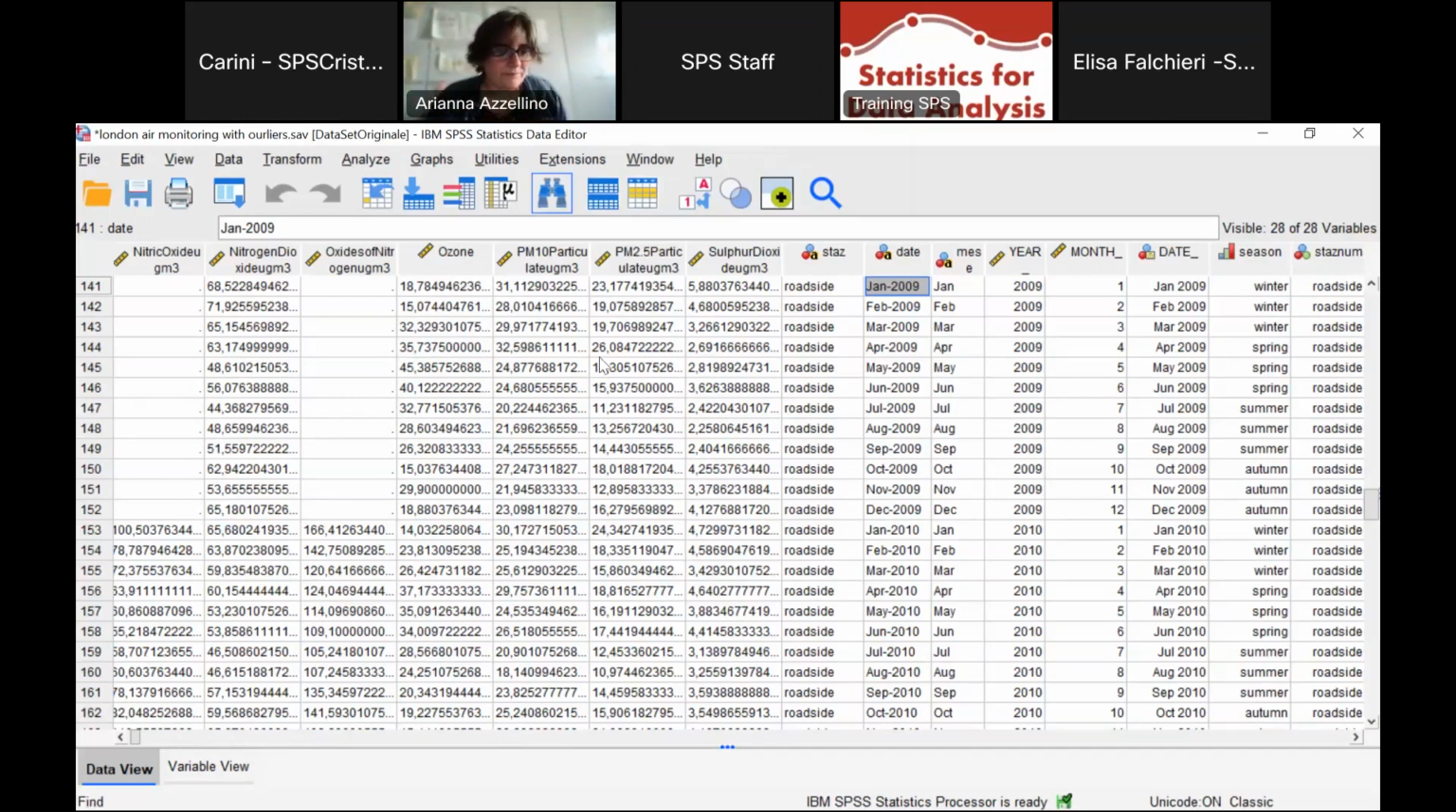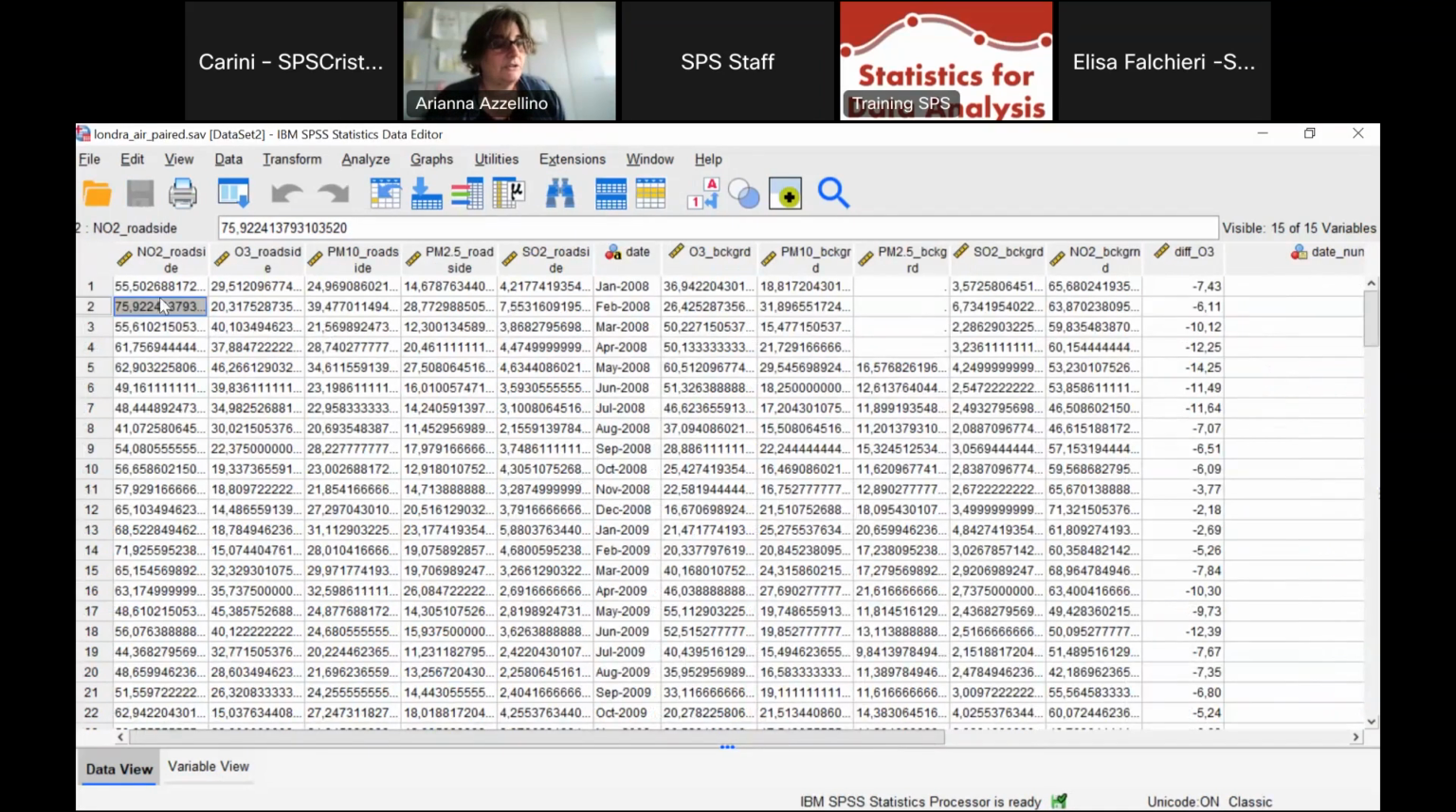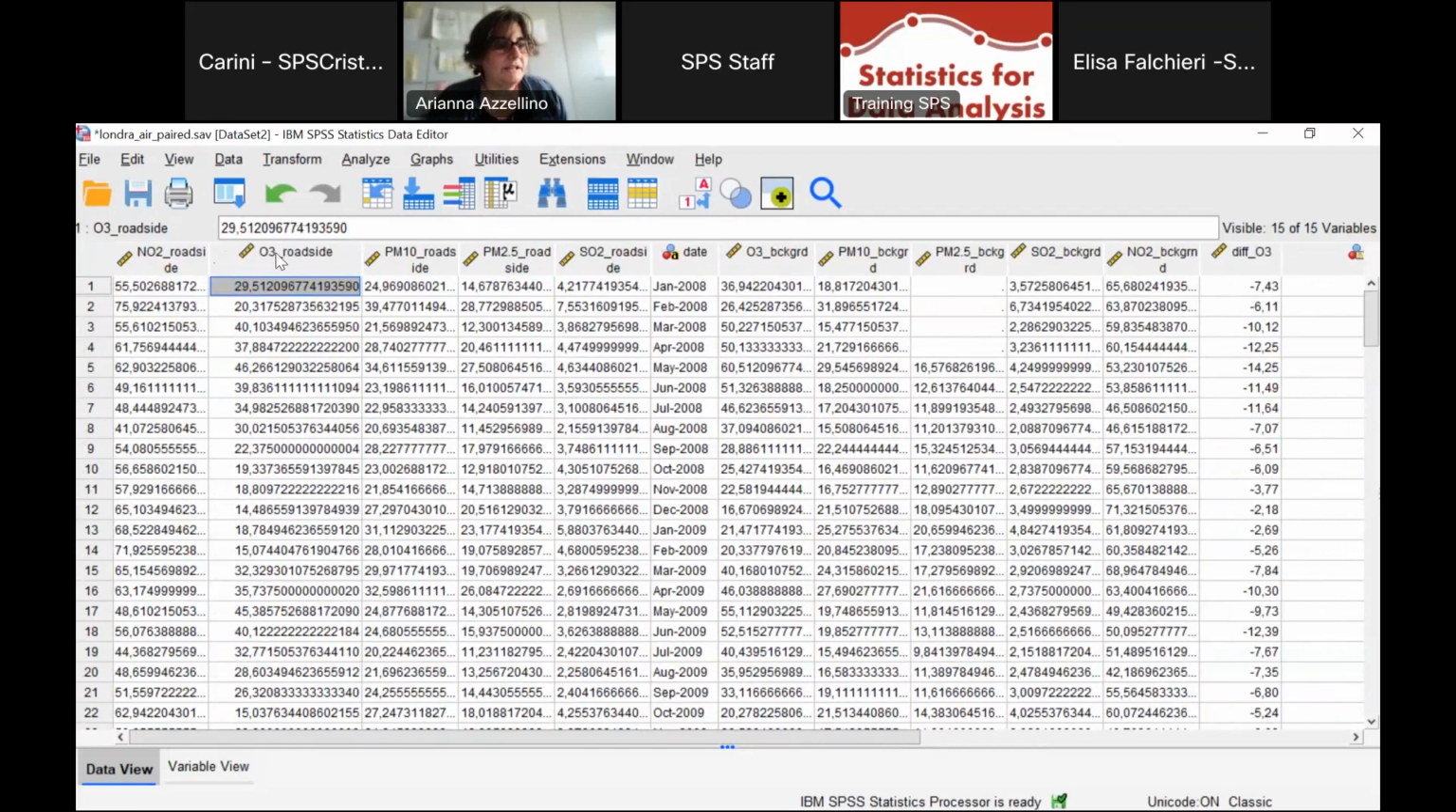It will be easier to understand looking at the dataset restructured for this purpose. So if I restructure the dataset like this, I have one column considering only the ozone measurement for the roadside station, and this value is directly compared with the ozone measurement of the background station for the corresponding month and year. So in this case, I have paired the information of the two groups.